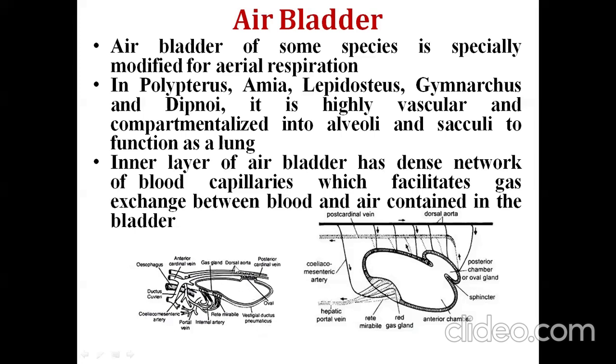So this is the image which shows how they are vascularized. And here it shows the compartmentalization. This sphincter allows the posterior chamber or the oval gland to get air filled. And from this, it is taken to the rete mirabile or the gas gland or the coeliac mesenteric artery. And this one is the hepatic portal vein. So the inner layer, as we said, has a dense network of blood capillaries which facilitates the exchange of gas between the blood and the bladder.